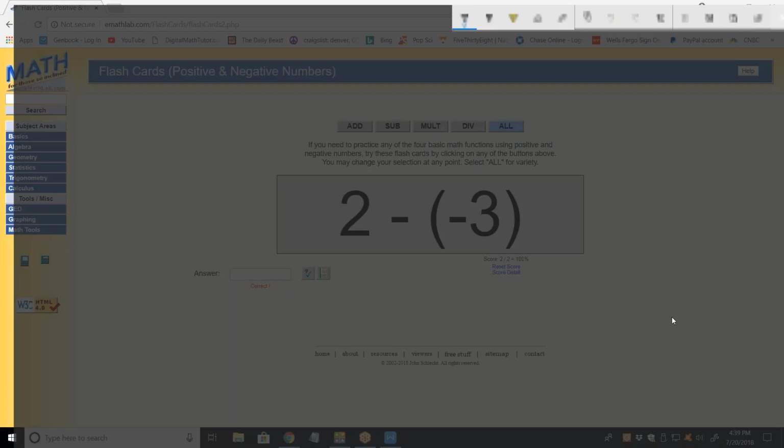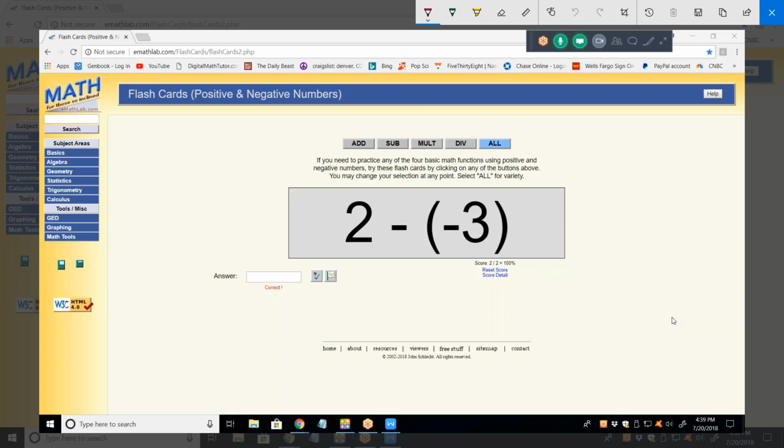First of all, let's talk about this problem. Negative signs confuse an awful lot of people. There's two dashes here. Which one is the subtraction sign and which one of them means negative? The one right next to the 2 is the subtraction, and the one next to the 3 is negative.